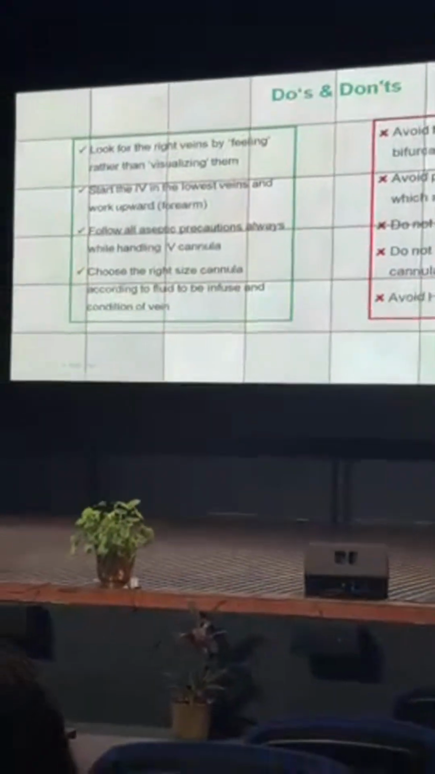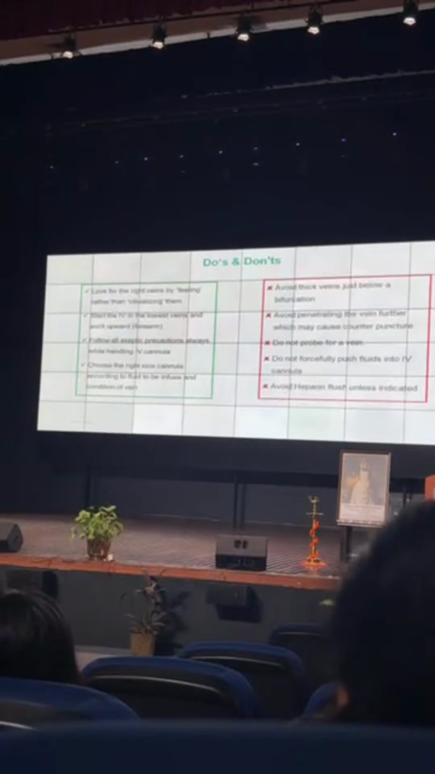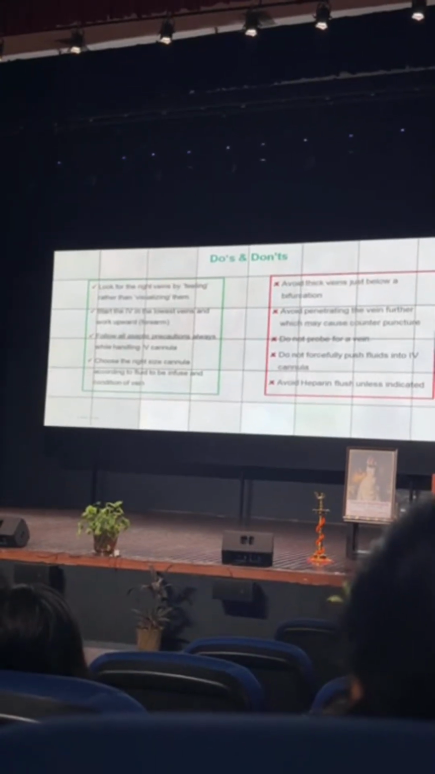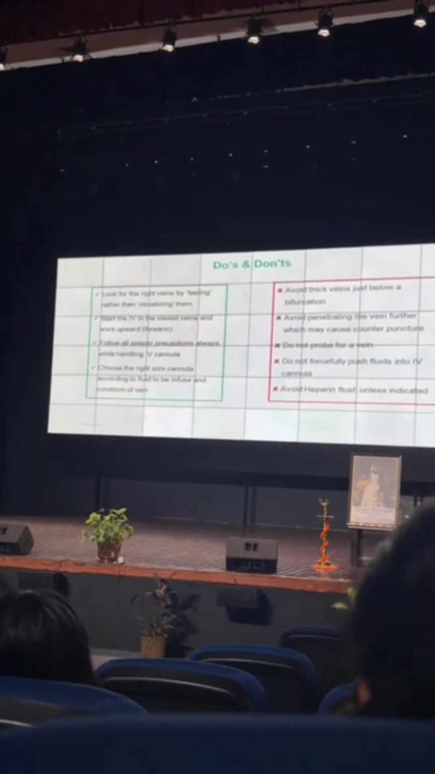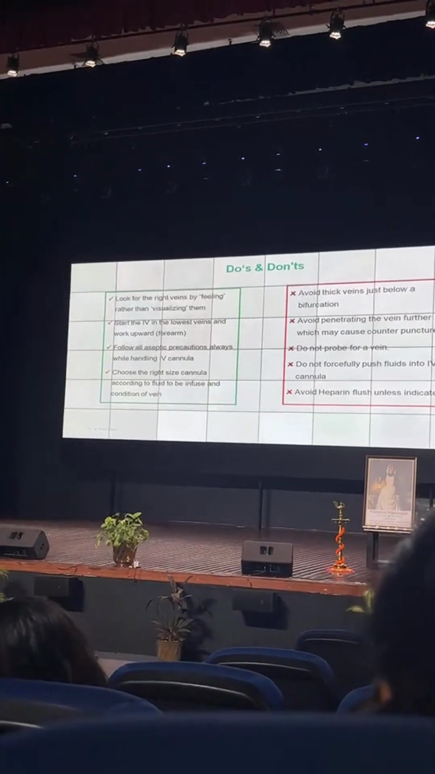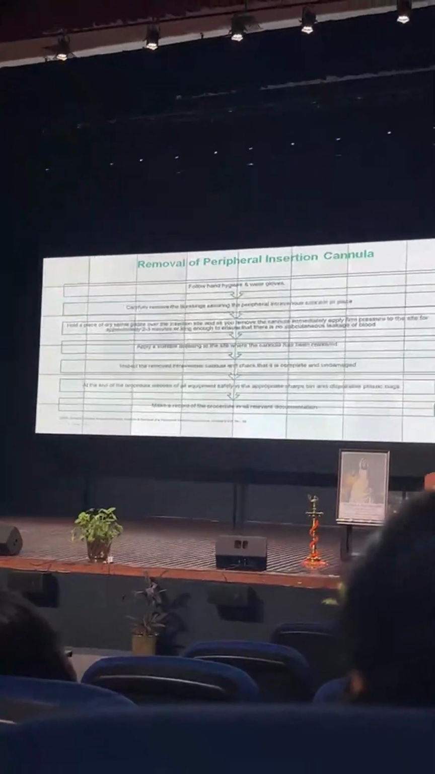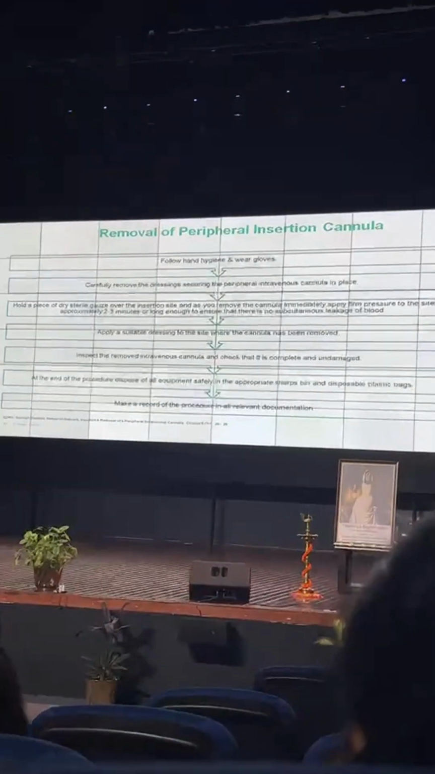Avoid thick wings. Do not cannulate at the joints, at the bifurcations, and avoid penetrating furthermore because that can be causing counterpuncture. Do not prop the vein, and do not forcefully push any flushing materials or IV fluid or medications, and avoid heparin flush unless it is indicated. Right. Okay. So once you do the cannulation, the flushing protocol has to be compulsorily followed.